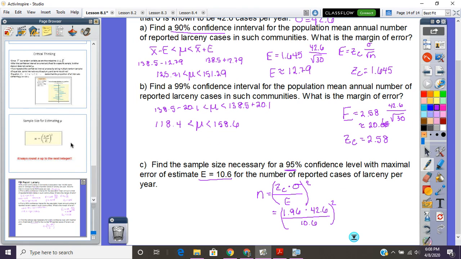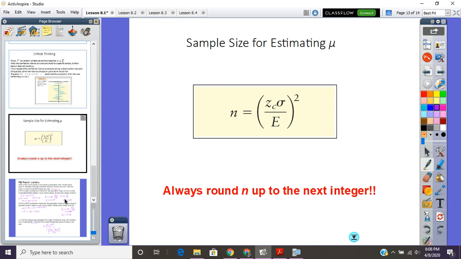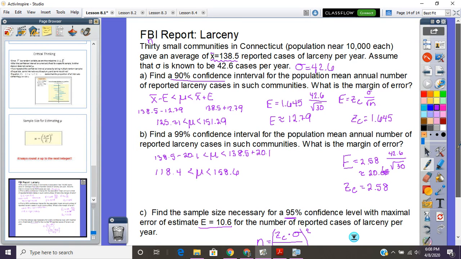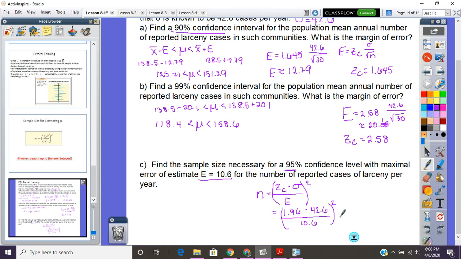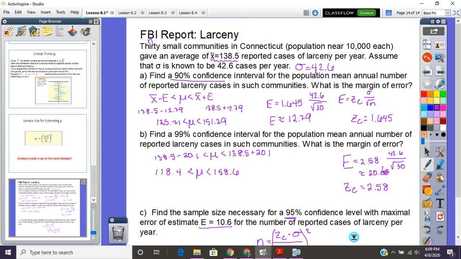And remember what I said, always round up to the next integer. So our sample size, even though this is so close to 62 exactly, I mean, it's literally 62.05, we always round it up. All right. So we need 63 is our sample size that we would need to be within that range at a 95% confidence level. All right, so this is how we do confidence intervals when we know the population standard deviation. Stay tuned for what happens when we don't know it.